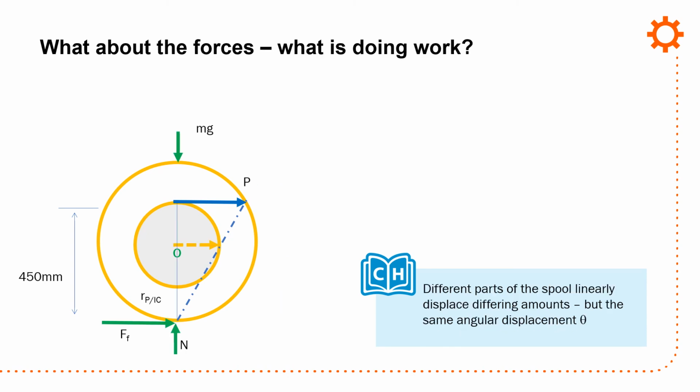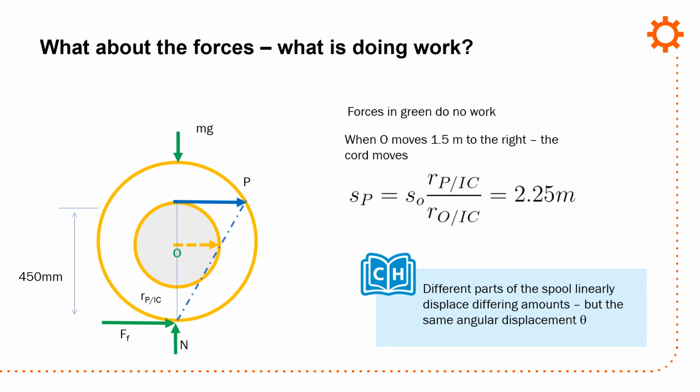What about the forces? What's doing work? I've got the normal force. I've got mg, which is acting normal to the direction of motion, and I also have this friction force. Friction force often causes trouble. Forces in green don't do work, and the important thing here is that the force of friction cannot displace. If it cannot displace, it cannot move. If it cannot move, it cannot do work. So the only thing doing work in this case is going to be point P.